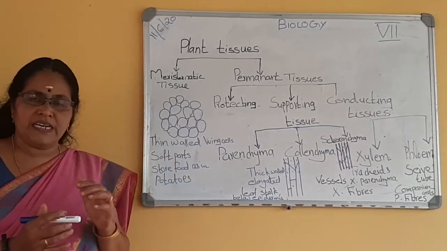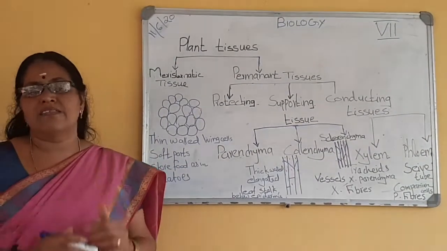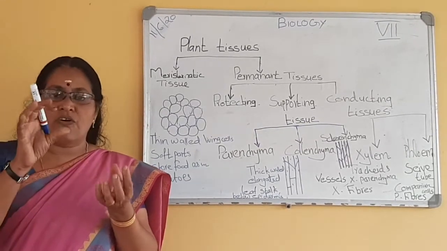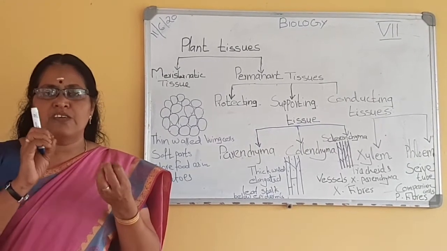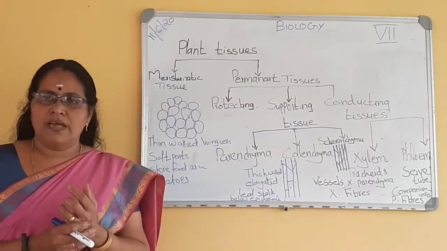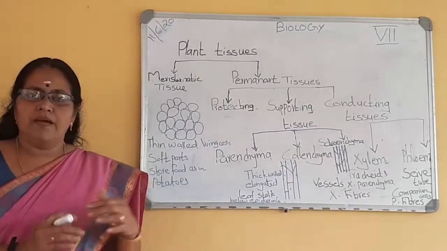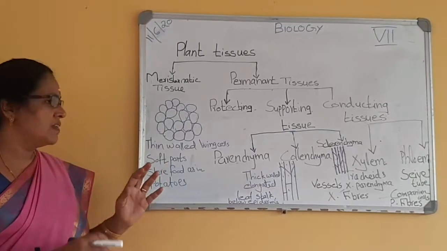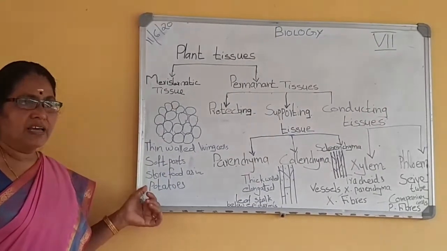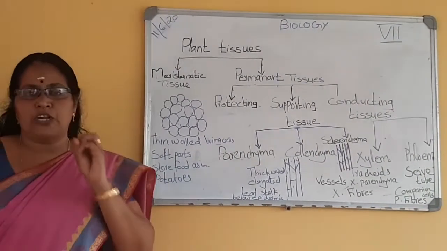And what is their function? They store food, as in potatoes. You know, potatoes contain the soft part. That soft part is made up of parenchyma cells. And the cortex of the root, and many other parts also, have this parenchyma present. But you just understand, they are found in the soft part of the plants. One example of parenchyma is the cells in the potatoes.